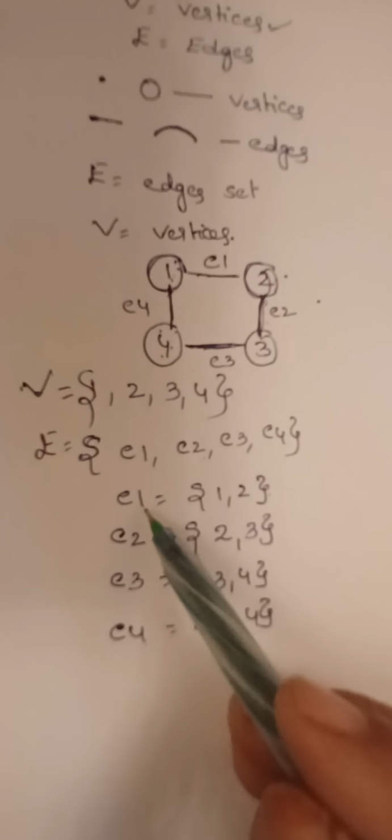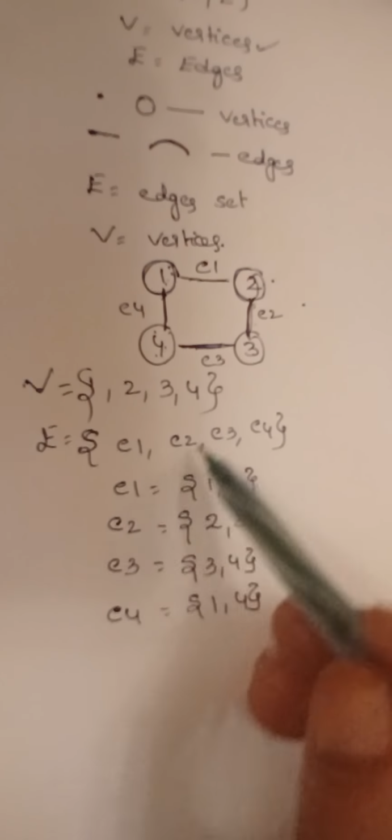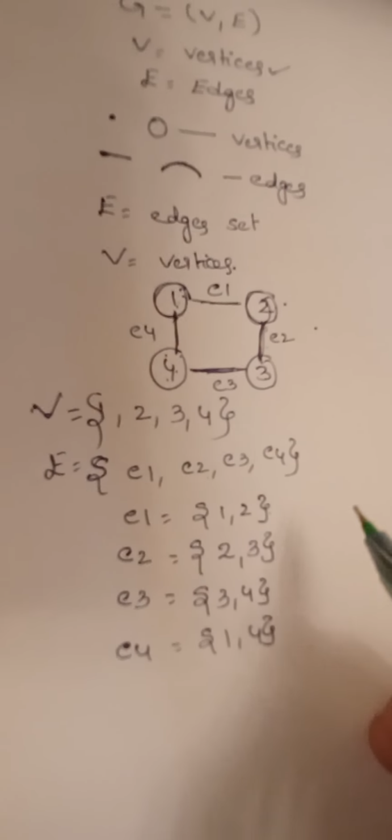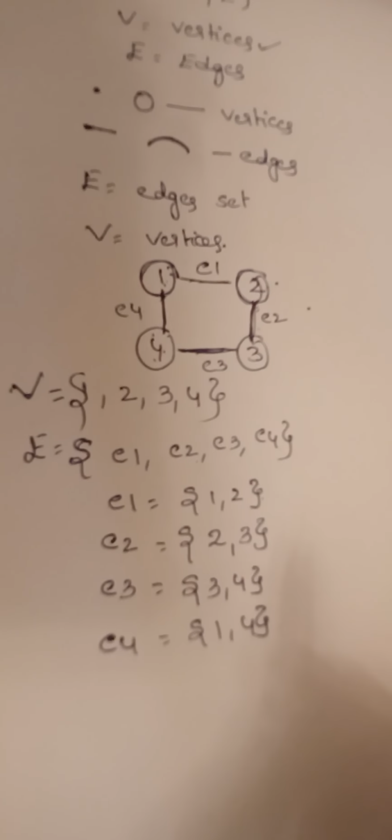Then we write what E1 is. E1 is an edge between vertex 1 and 2. Like this we can write the graph. So this is a simple example of a graph.